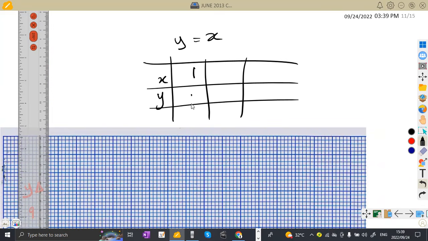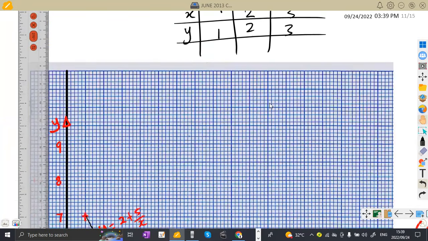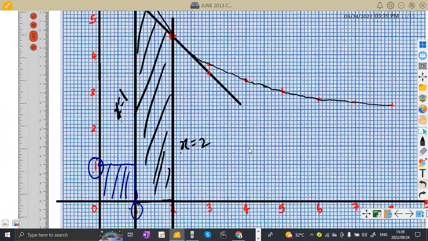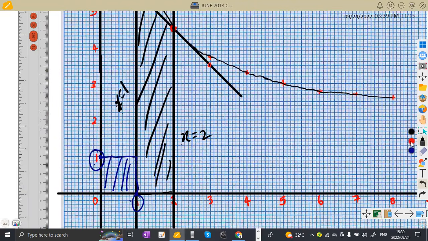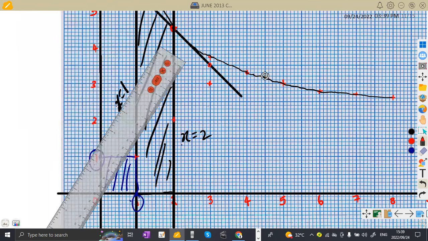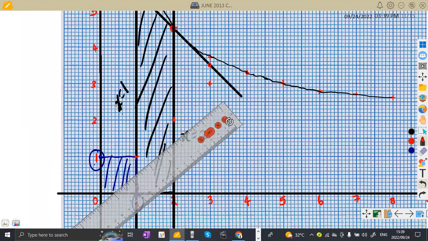So if x is 1, y is 1. If x is 2, y is 2. 3 is just like that. So it means points correspond to each other. That is what it means when y is equal to x. So you can say when x is 1 here, y is 1. When x is 2, y is 2 here. When x is 3, y is 3 here. Okay, so these points are actually enough for us to draw this line. So all you need is to join the points that you are given. I think it can help us.